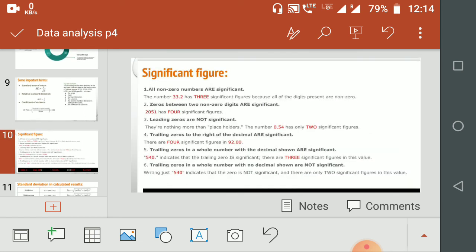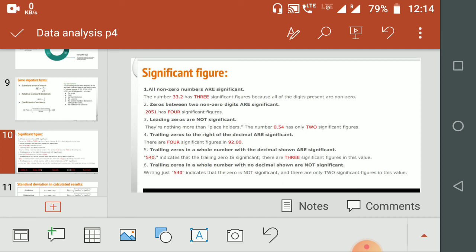Then significant figures. All non-zero numbers are significant. The number 32.2 has three significant figures because all the digits present are non-zero. Zeros between two non-zero digits are also significant. The number 2051 has four significant figures. Leading zeros are not significant; they are nothing more than placeholders. The number 0.54 has only two significant figures.